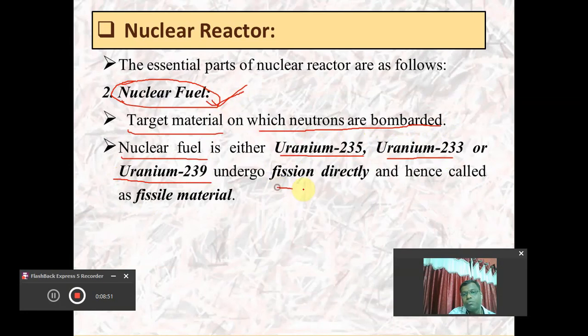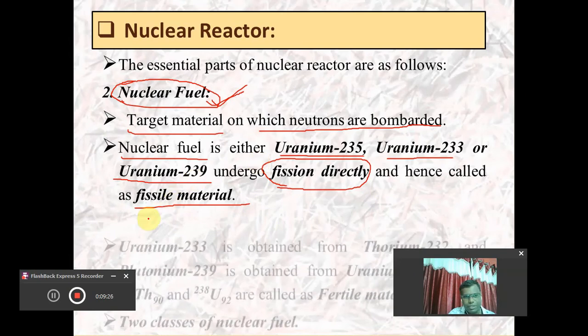These undergo fission directly. It's very important. This uranium-235, uranium-233 and plutonium-239, these materials undergo fission directly, producing a large amount of energy whenever they are bombarded by slow neutrons, and that's why these materials are called fissile material. I hope you can understand this very easily, because all these things we discussed in the previous part. This is one type of nuclear fuel which undergoes fission directly, producing a large amount of energy, and that's why these are called fissile material.